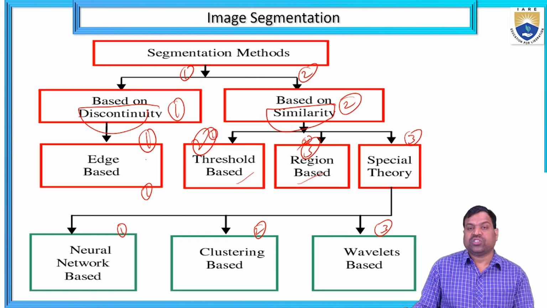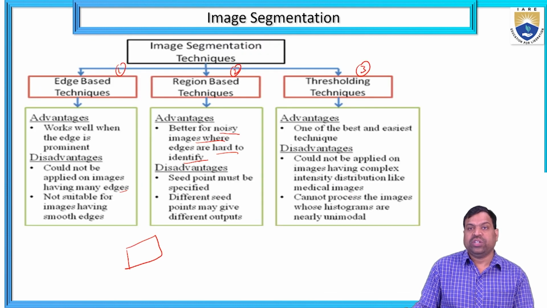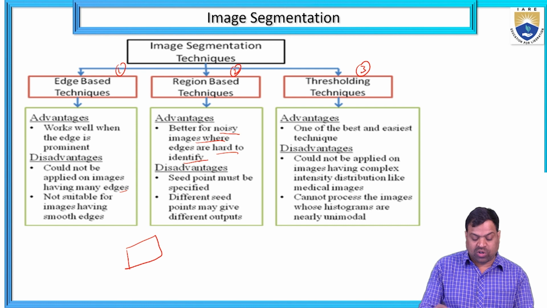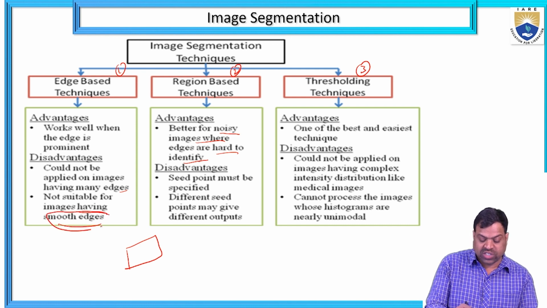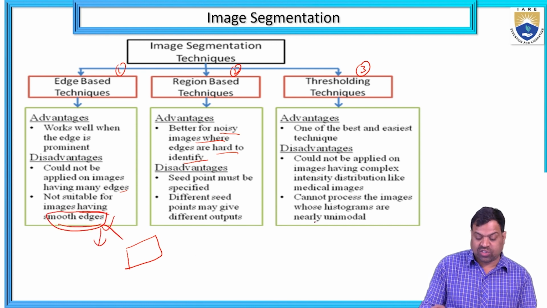So majorly, segmentations are of two types: based on discontinuity and based on similarity. There are three types: edge-based technique, region-based technique, and threshold technique. In the edge-based technique, the advantage is that it works well when the edge is prominent. The disadvantages are that it could not be applied on images having many edges, and it is not suitable for images having smooth edges. Okay, with smooth edges it is not usable.